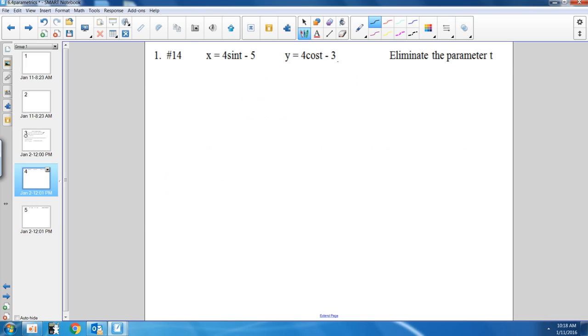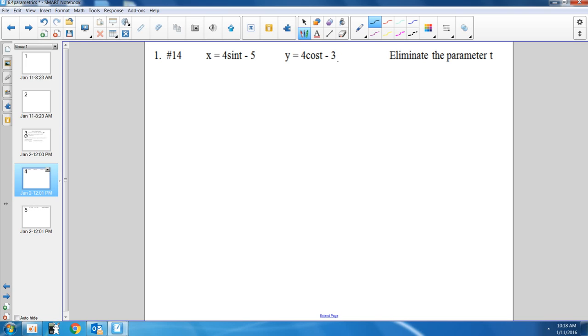The problems are going to look something like this. This is number 14. It says x is equal to 4 sine t minus 5, and y is equal to 4 cosine t minus 5. Notice you have a parameter t in those equations, just like we did when we drew the unit circle. The directions are basically get rid of that t and only have one equation with an x and y in it. That's it. Get rid of the t, only have one equation with x and y, and then you're done.